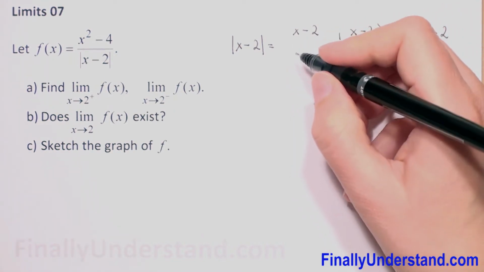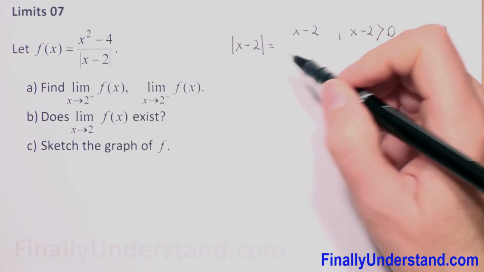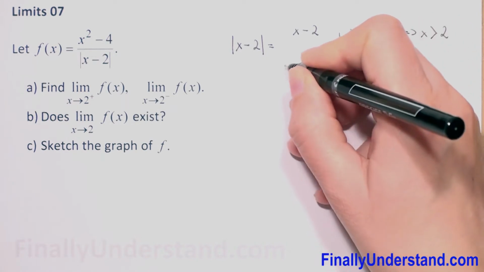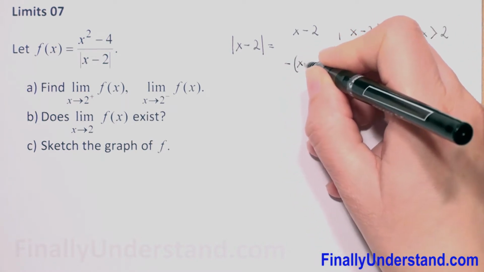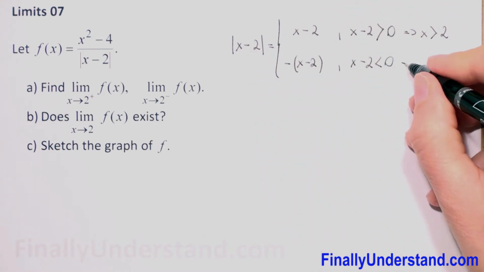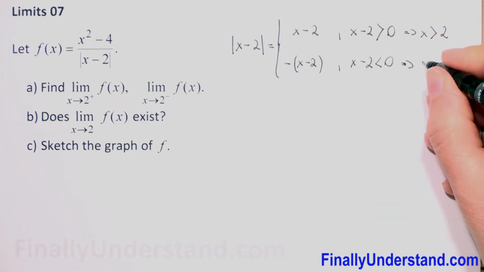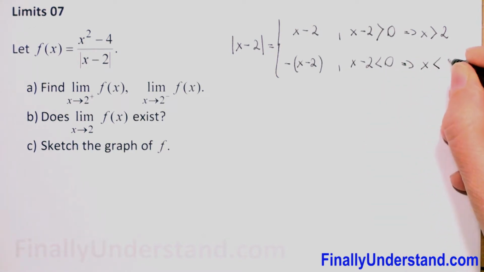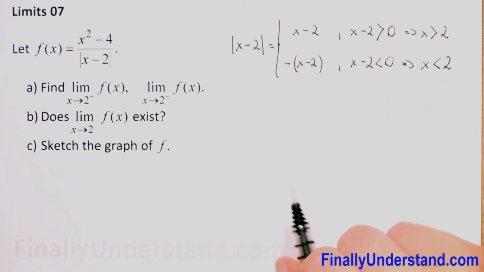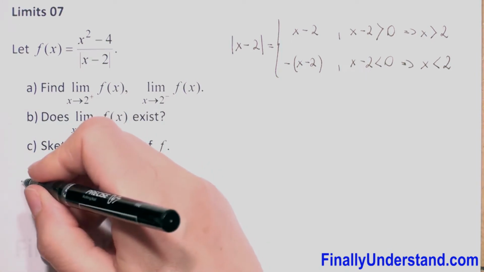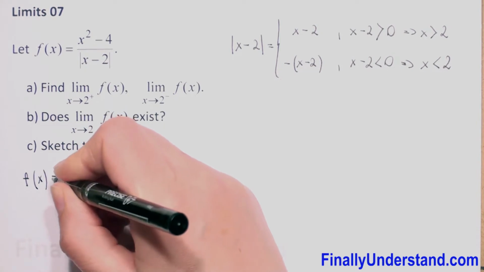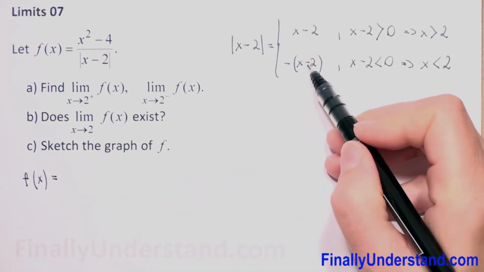When we get rid of the absolute value bars and we have x minus 2 less than 0, we have to put a negative sign before the whole expression between the absolute value bars. And this will be for x less than 2. I just solved this inequality. So now we can go to our function. We can rewrite it: f of x will be equal to, and we will have two cases.